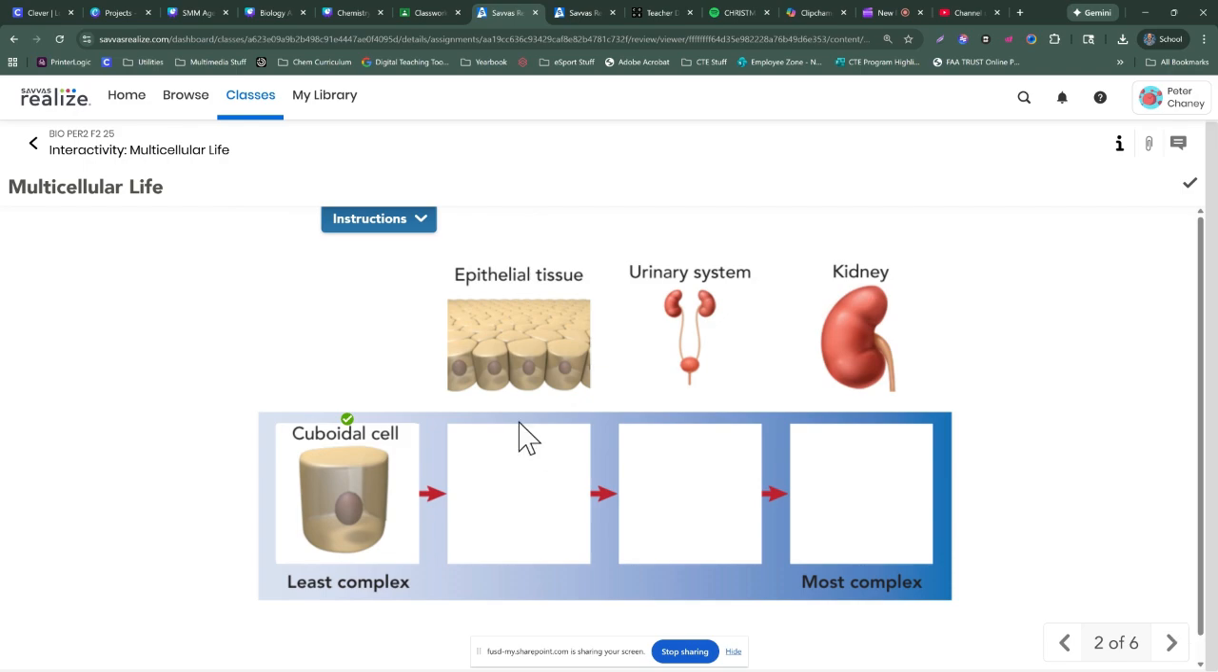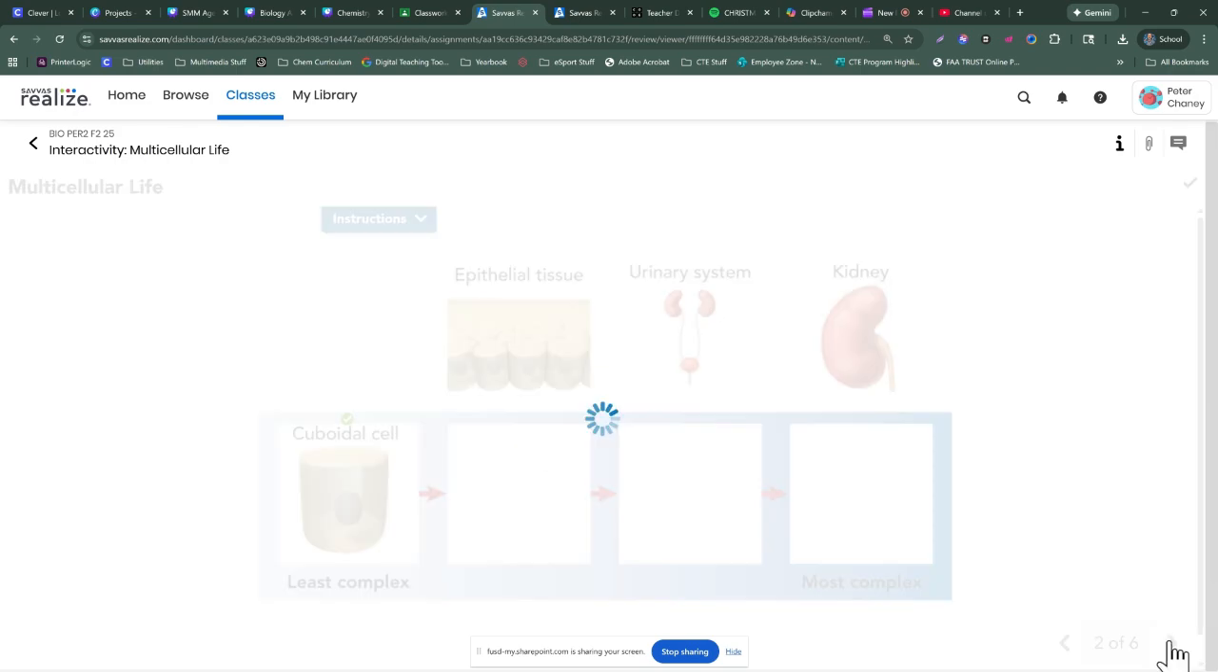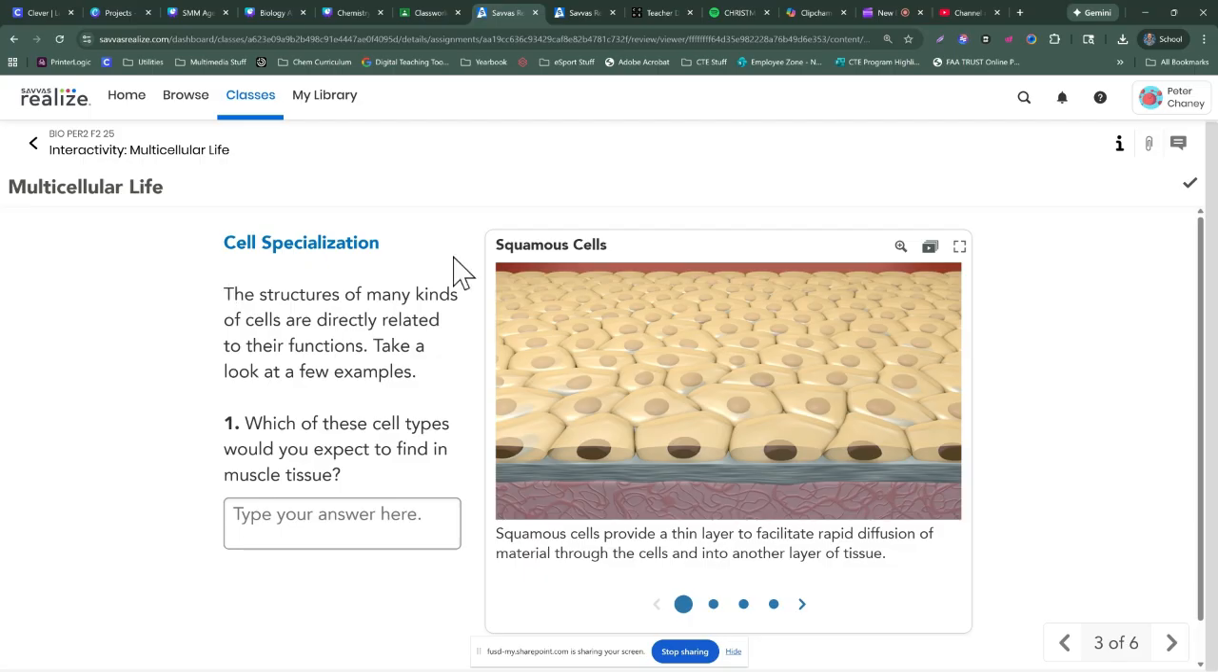so we're going to go to slide number 3. All right, so cell specialization. The structures of many kinds of cells are directly related to their functions. Take a look at a few examples. So we're going to go through these 4 examples, and then you're going to be answering a question based on that. Squamous cells provide a thin layer to facilitate rapid diffusion of material through the cells and into another layer of tissue.